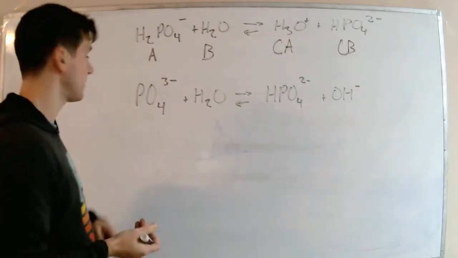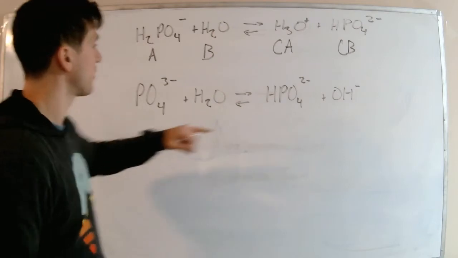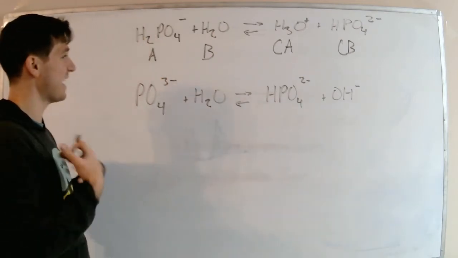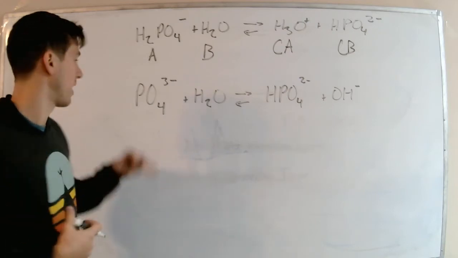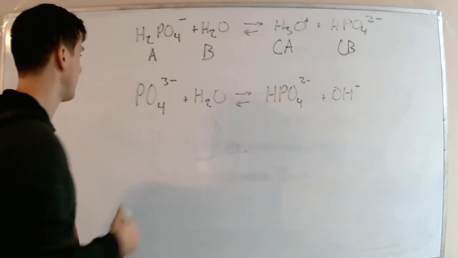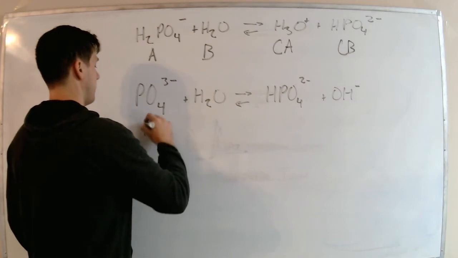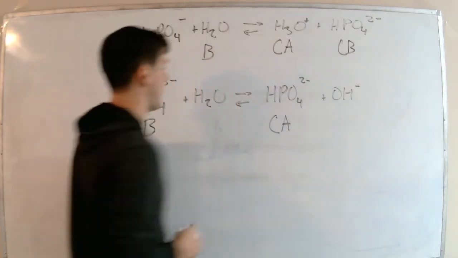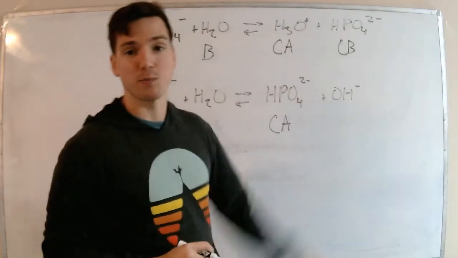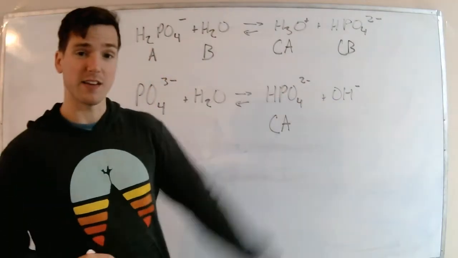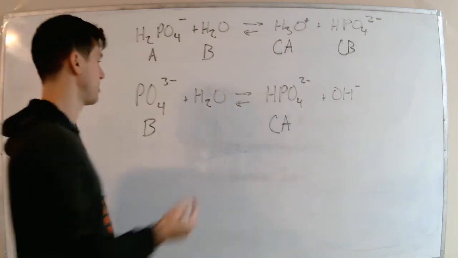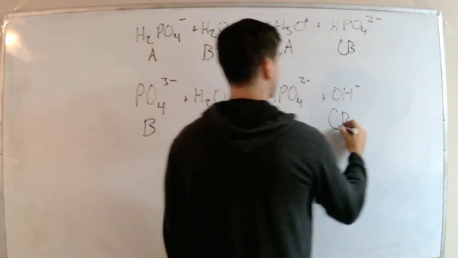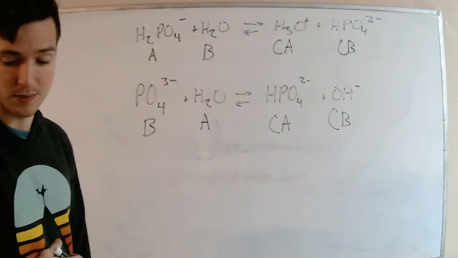Let's go ahead and look at this next one. PO4 3- to HPO4 2-. It gained a proton, right? It accepted one. Remember, a proton acceptor is a base. So that means that this must be our conjugate acid. If we look at H2O to OH-, it got rid of a hydrogen atom. It donated a hydrogen atom, so it must be our acid, and this must be our conjugate base.